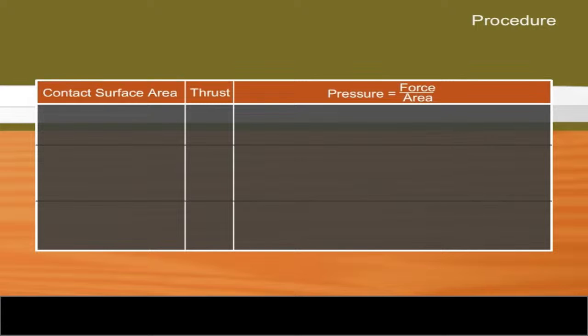Contact surface area, thrust: pressure is equal to force upon area. 6 x 10 raised to the power minus 4 meter square, 2.352 newton. 2.352 newton divided by 6 x 10 raised to the power minus 4 meter square is equal to 0.392 x 10 raised to the power 4 newton per meter square, which is equal to 3920 pascal.